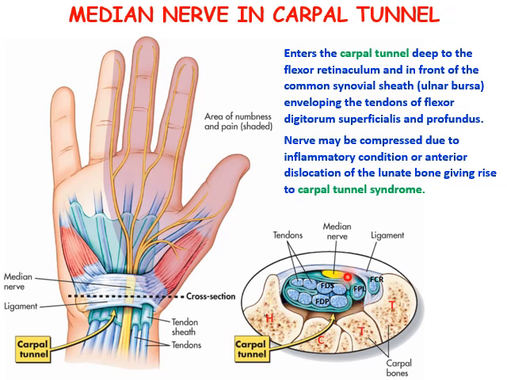So the median nerve has all possibilities of getting compressed within the carpal tunnel when there is fibrosis of the flexor retinaculum, or if there is any inflammation of the ulnar bursa, which decreases the space within the carpal tunnel, thus compressing the median nerve. And if the dislocation of the lunate carpal bone happens too, that decreases the space in the carpal tunnel, in turn compressing the median nerve. The compression of the median nerve within the carpal tunnel is known as carpal tunnel syndrome.